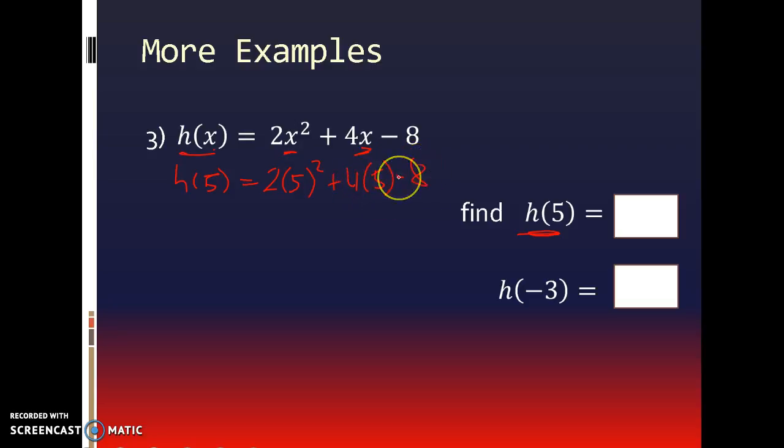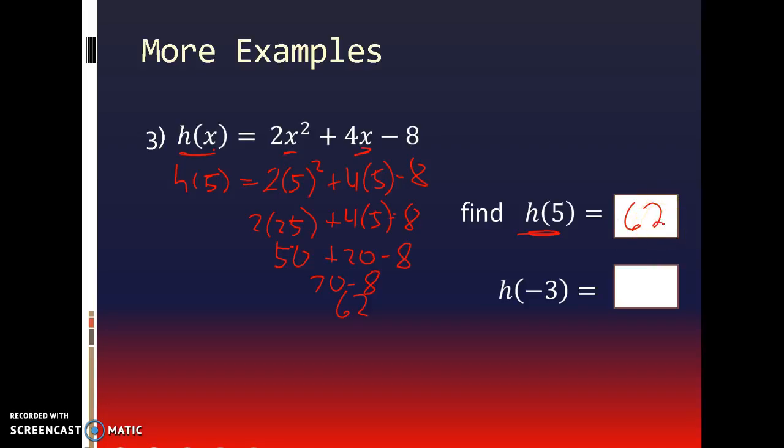And so if I follow the order of operations, I'm going to do my exponents first. 5 squared here is 25, so it's 2 times 25, plus 4 times 5 minus 8. So 2 times 25 is 50, plus 4 times 5 is 20, minus 8. 50 plus 20 is 70. And 70 minus 8 is 62. And so h of 5 is 62.